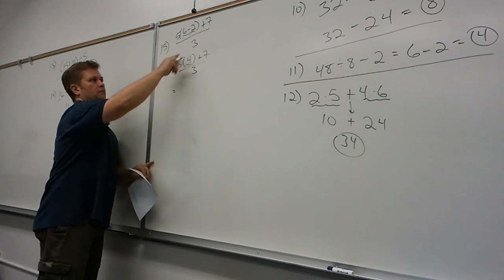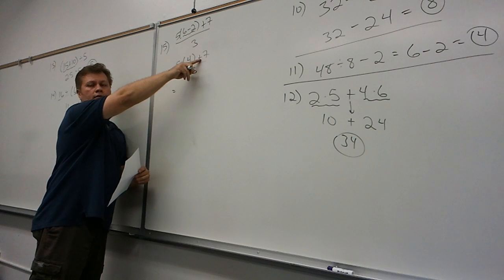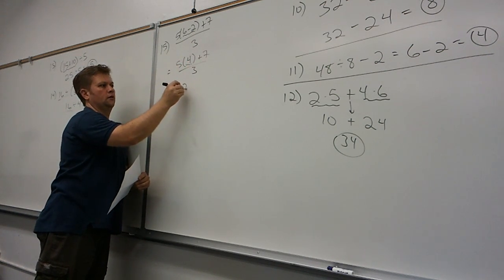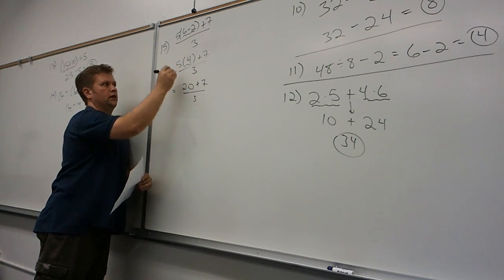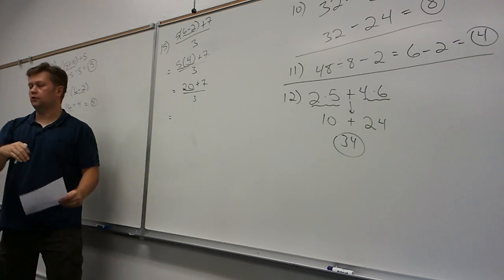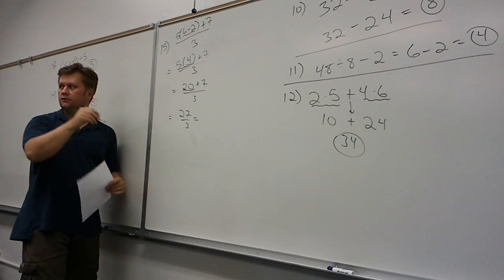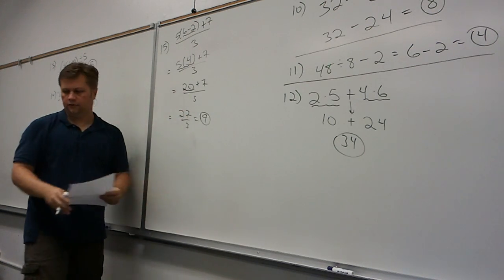And then what do you do up top next? 5 times 4. Yeah, you've got to do multiply before add. So 5 times 4, 20. So again, I replace this with what it is. 27 on top. Good. So I'm not done with the top. 27 over 3 is 9. 9. Good.